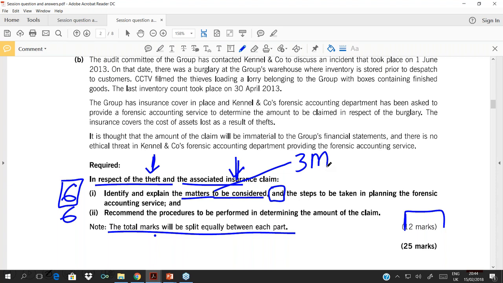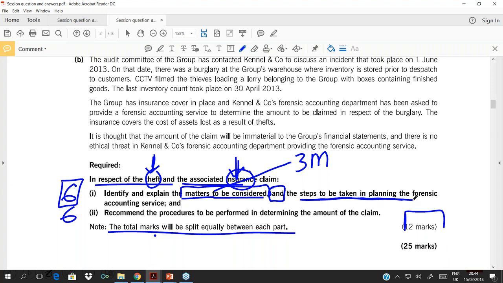Matters: on what should I be writing the matters? This is June 13, question 2B. Should I be writing matters for theft and insurance claims? Yes. In respect of theft and insurance claim, identify and explain the matters to be considered. So should I be writing matters for theft and insurance claim? 3 marks. And the steps to be taken in planning.